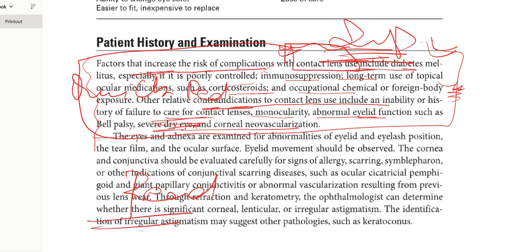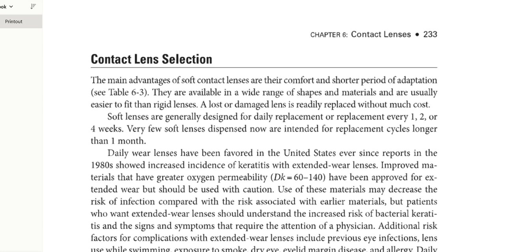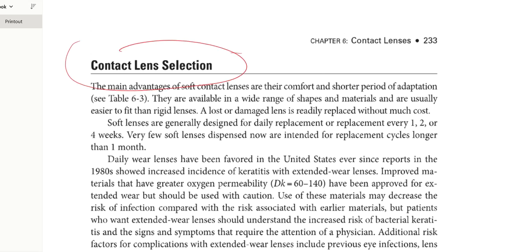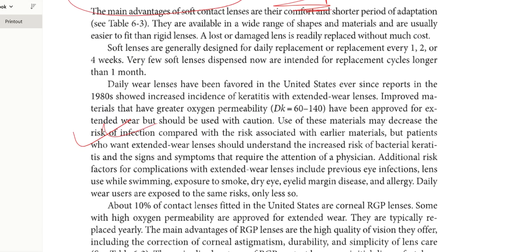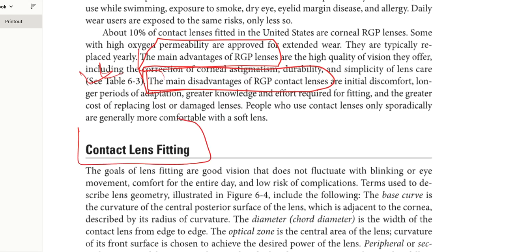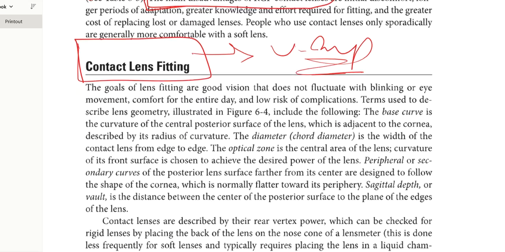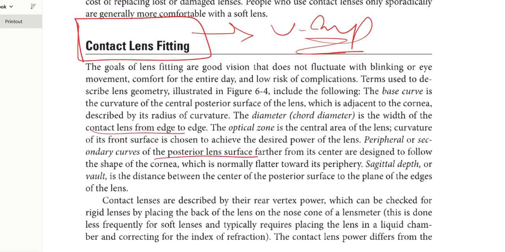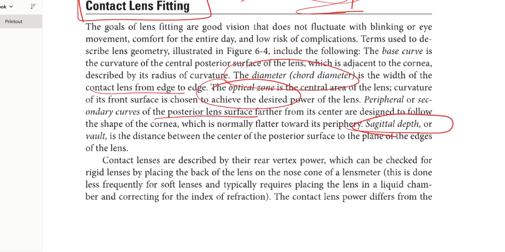Quick read. Contact lens solution is important, but not very much. But remember this: here are the main advantages of the RGP lenses and the disadvantages of the RGP lenses. So remember this. Contact lens fitting is important, very important. Many questions will be asked. Sagittal depth, chord diameter, optical zone, all these definitions. Sagittal depth, okay, chord diameter, optical zone, all these are very important.